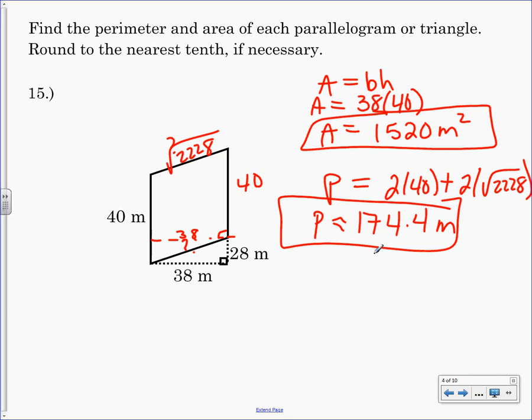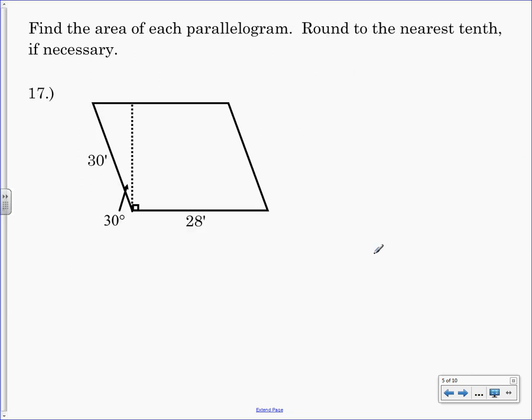Next one. Find the area of each parallelogram. All they want is area this time. Okay. Round to the nearest tenth if necessary. So what is the area of a parallelogram? Base times height, right? What is the base of this parallelogram? 28. What is the height? I don't know, right? Does everybody get that I don't know? Okay. So this is a 30, 60, 90 triangle. So we're going to do both. We're going to do our special right triangle, and then I'll go back and do SOHCAHTOA for people who want that.